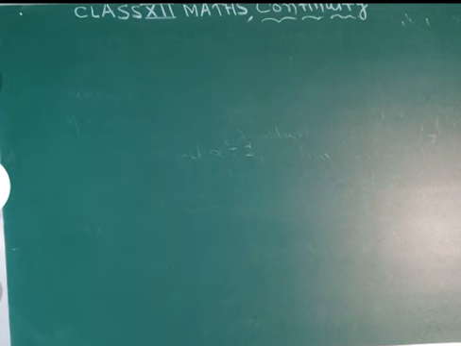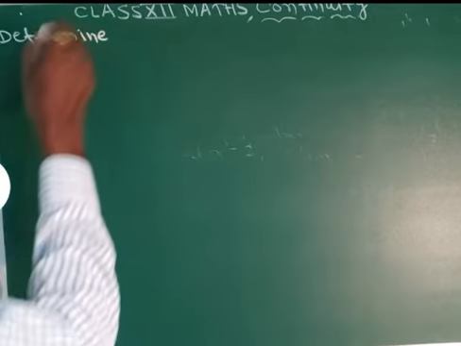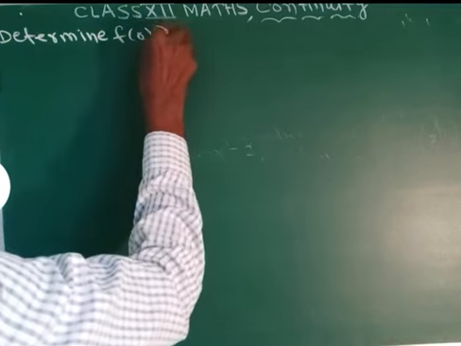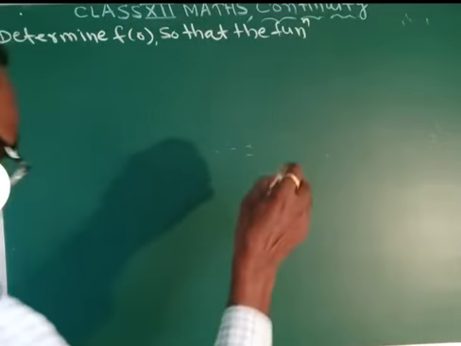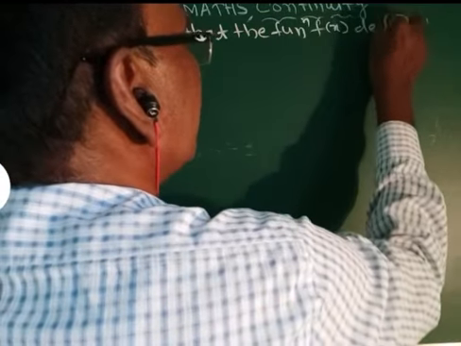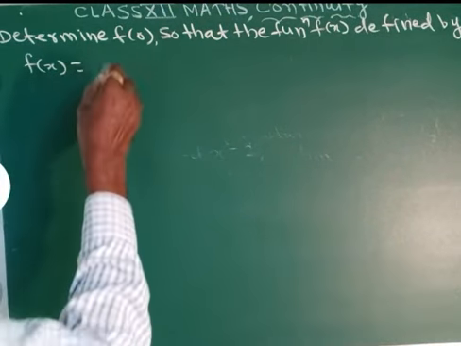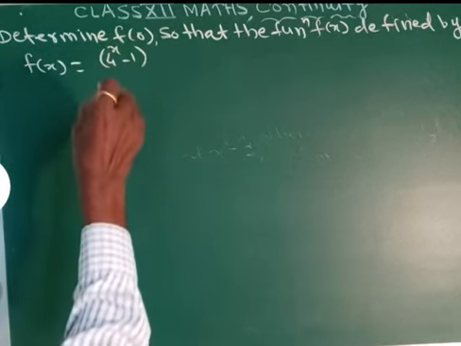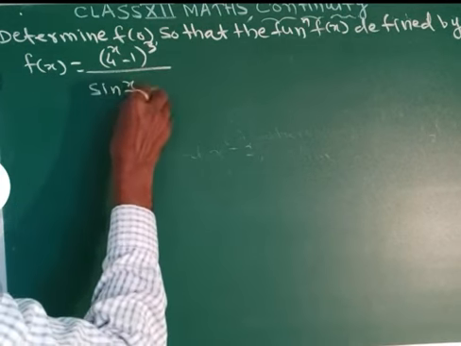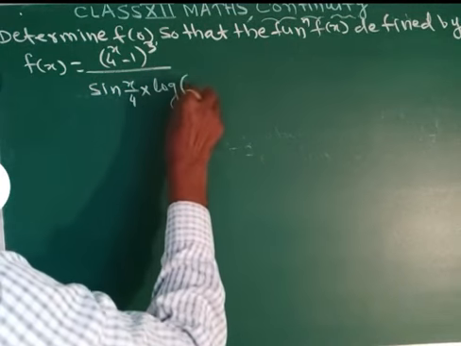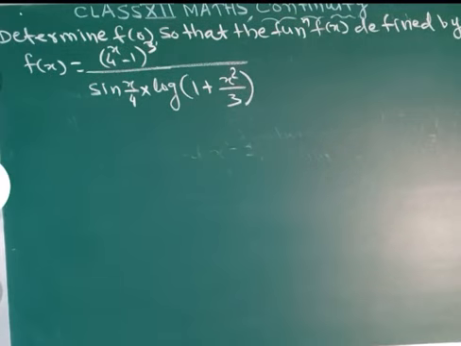Then come to another question. Determine f of 0 so that the function f of x defined by f of x equals (4 raised to the power x minus 1) whole cube divided by sine x by 4 into log of 1 plus x square by 3. You have to find its value, okay?